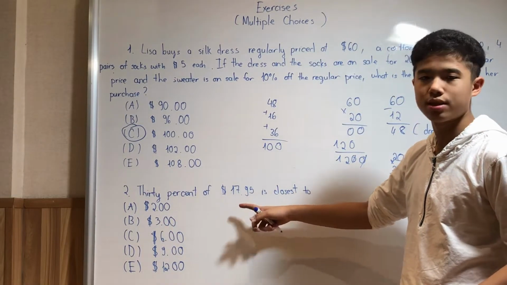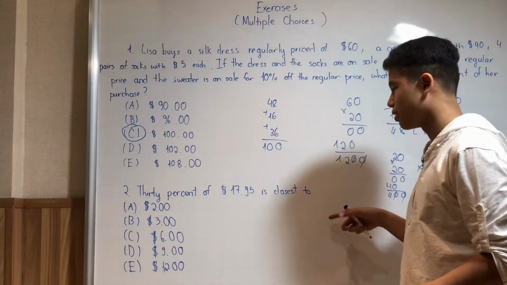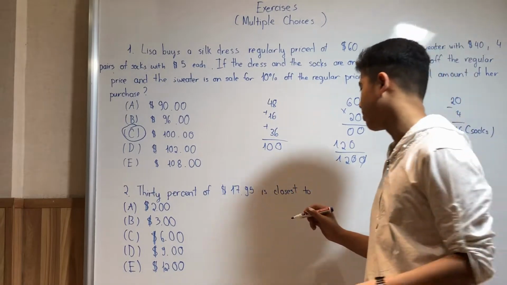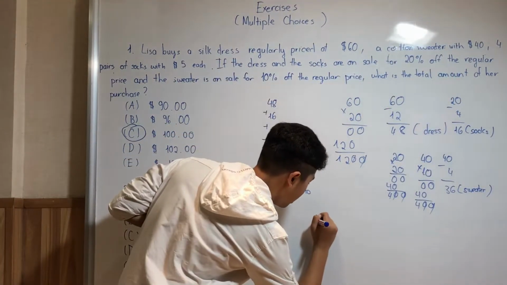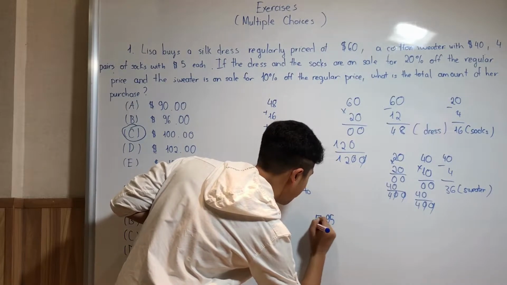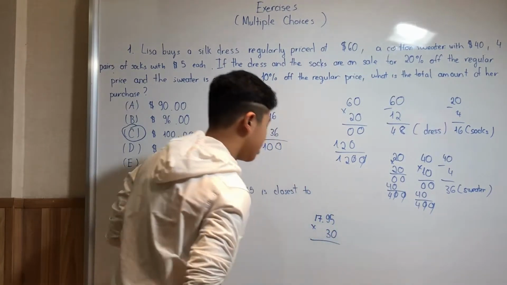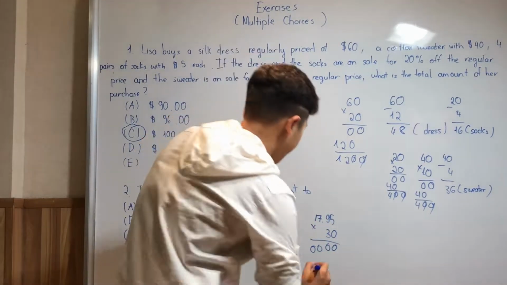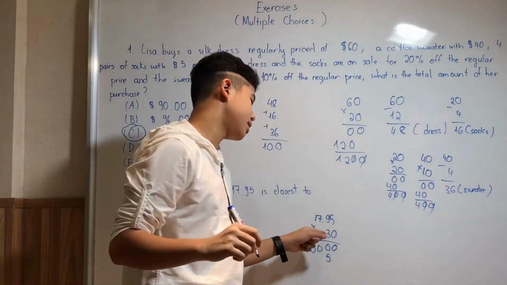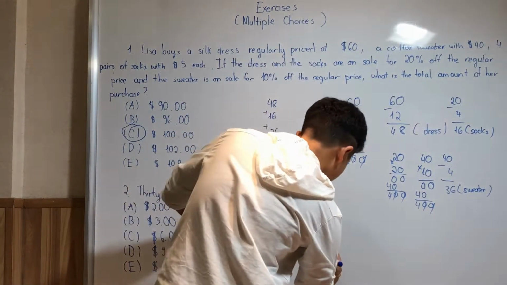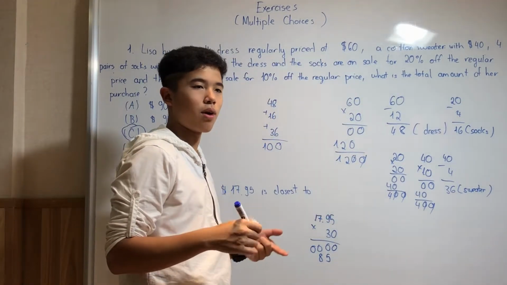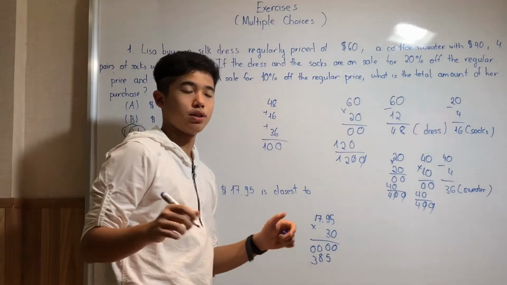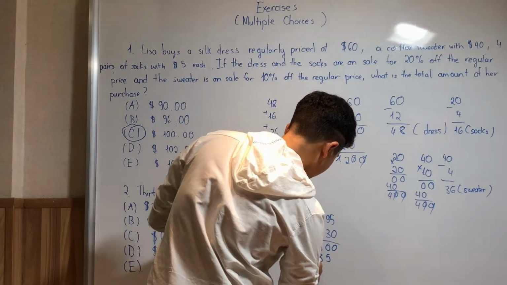30% of $17.95 is closest to... This is the easy one. Just find 30% of it, just multiply by 30%. We take 17.95 and times it with 30. 3 times 5 is 15. 3 times 9 is 27, plus 1 is 28. 3 times 7 is 21, so 21 plus 2 is 23. 3 times 1 is 3, plus 2 is 5.